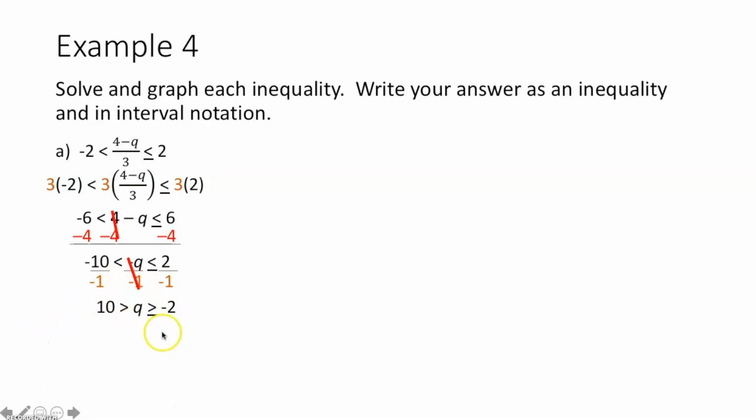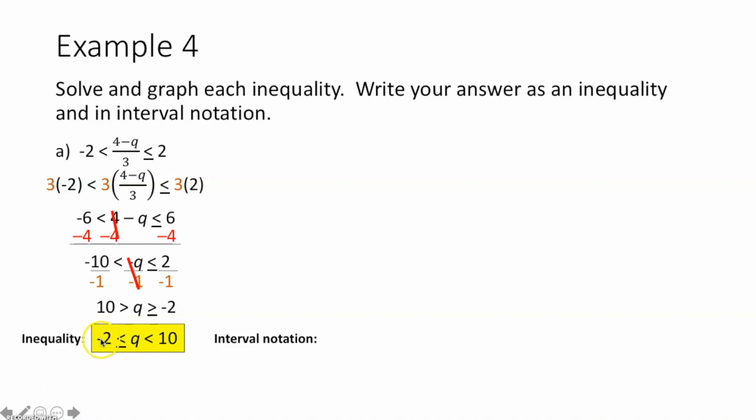But we never write our and compound inequalities like this. So what I'm going to do is flip this entire compound inequality. Here's what's going to happen. I'm going to put the negative 2 over here. Then I'm going to put less than or equal to. I flip this sign, and then q. And then I put less than. I'm going to flip this sign and put 10 on this side. So it's going to look like this. I just flipped everything. Now I have my compound inequality, so I can write that in interval notation.